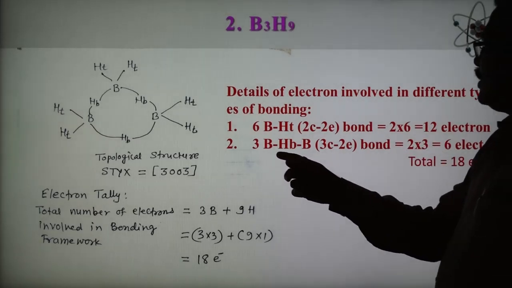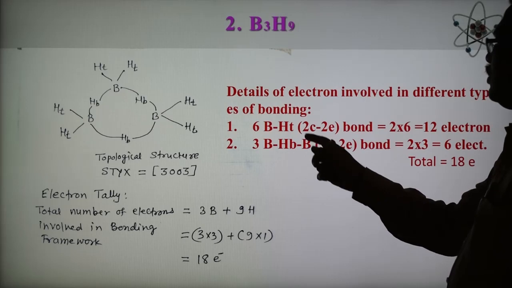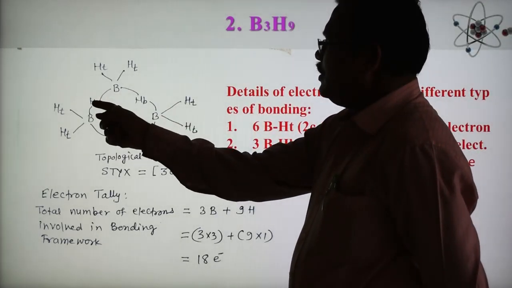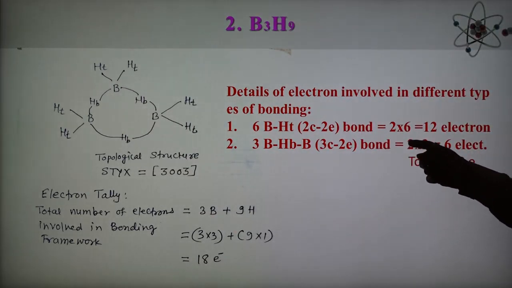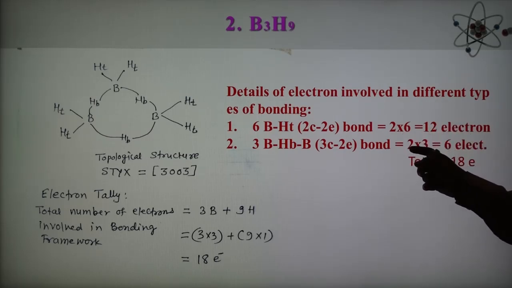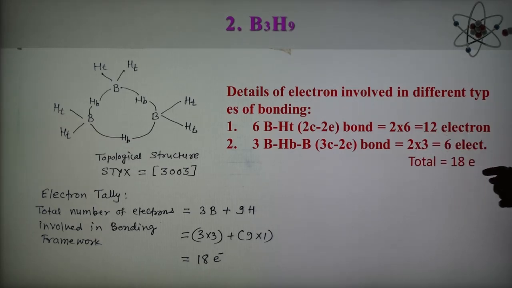And the second type of bonding is the 3 bondings, boron, bridging hydrogen, boron, a 3 center 2 electron bond. This is 1, boron, bridging hydrogen, boron, 1, 2, 3. So 3 bonds are there, so 2 into 3, and each bond gives 2 electrons, so 2 into 3, 6 electrons. 12 and 6, total 18 electrons.